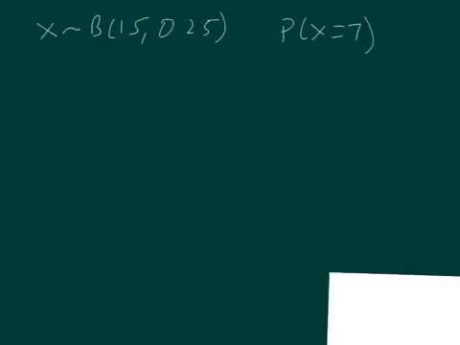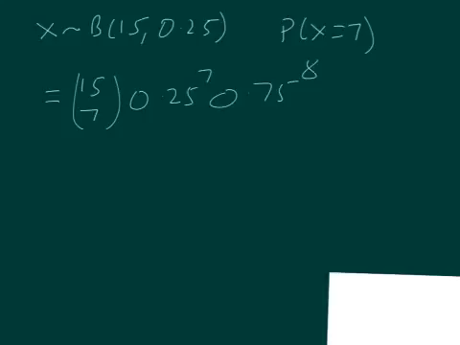Here's another example. This time we've got the binomial distribution with 15 trials. The probability of success is 0.25. What's the probability that x equals 7? There's two ways of doing this. One way is simply to say this equals 15C7, 0.25 to the power 7, 0.75 to the power 8. And that works out to be 0.0393. Personally, I think this is the best way of doing it, but you can use the tables to do this.